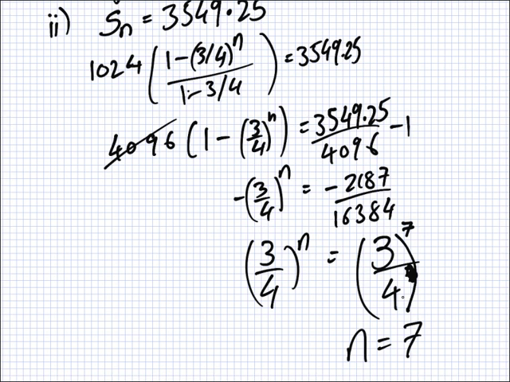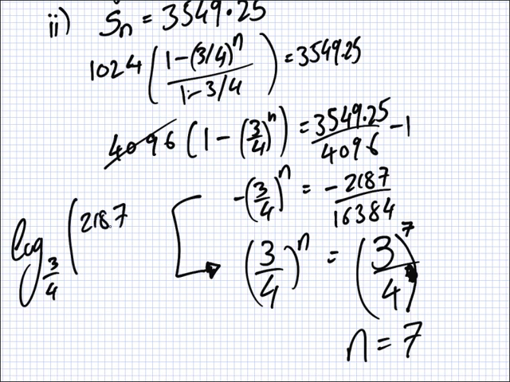If you found that last bit a little tricky, what could you have used to go from here to here to get the n? Log. Yeah, you could use log, of course. In fact, you could even use log base 3 to make your life even easier. If you want to get the n directly with log, you would type in log base 3/4 of the fraction 2187 over 16384. That would become 7 on the calculator. Okay? Next part.